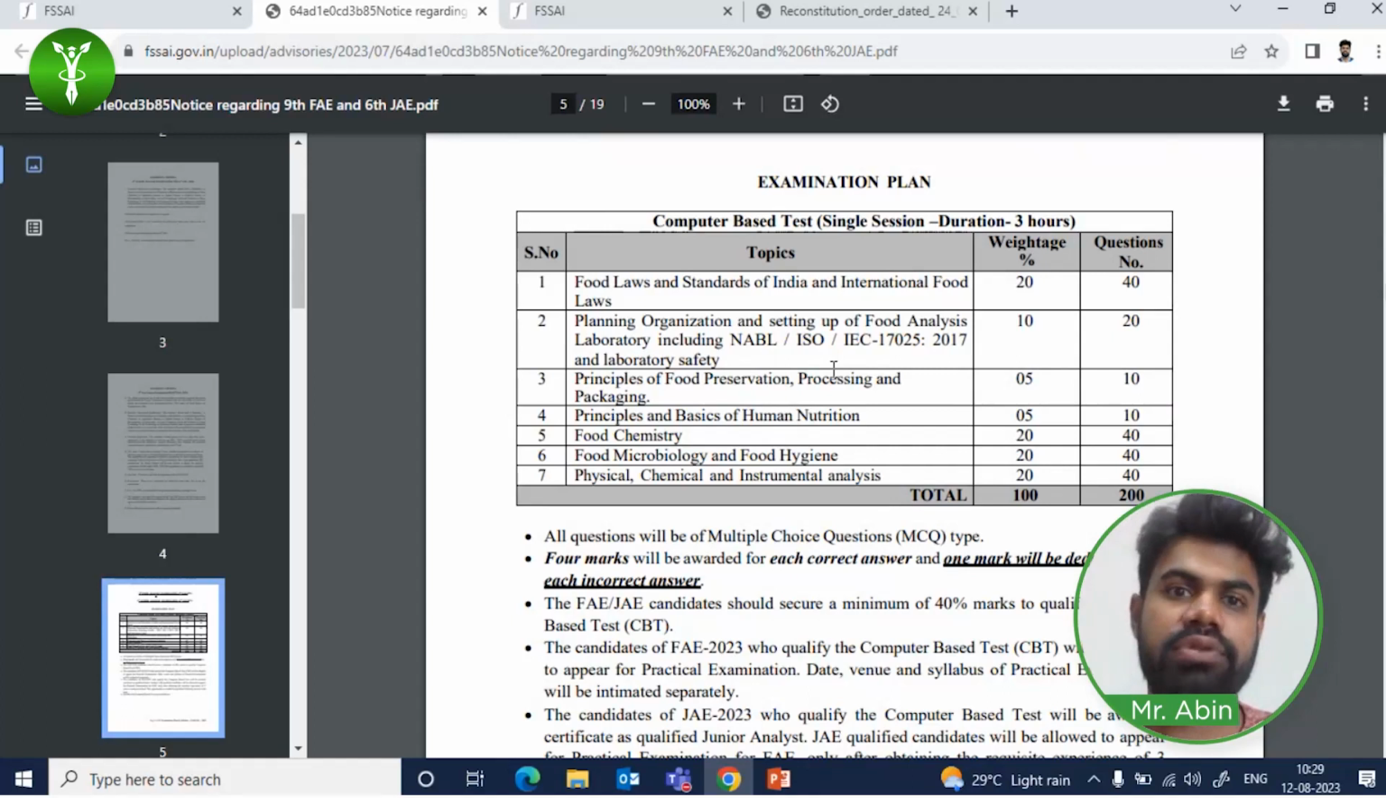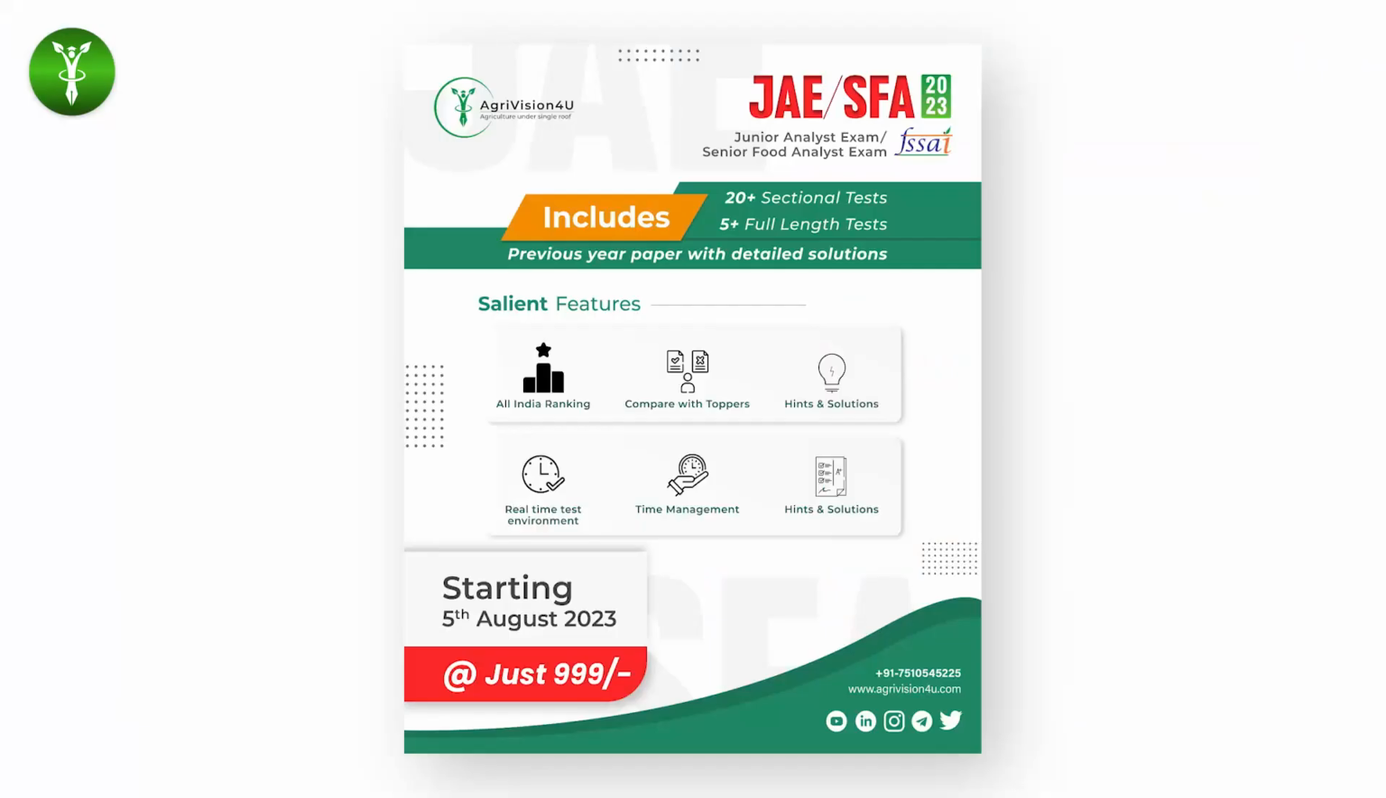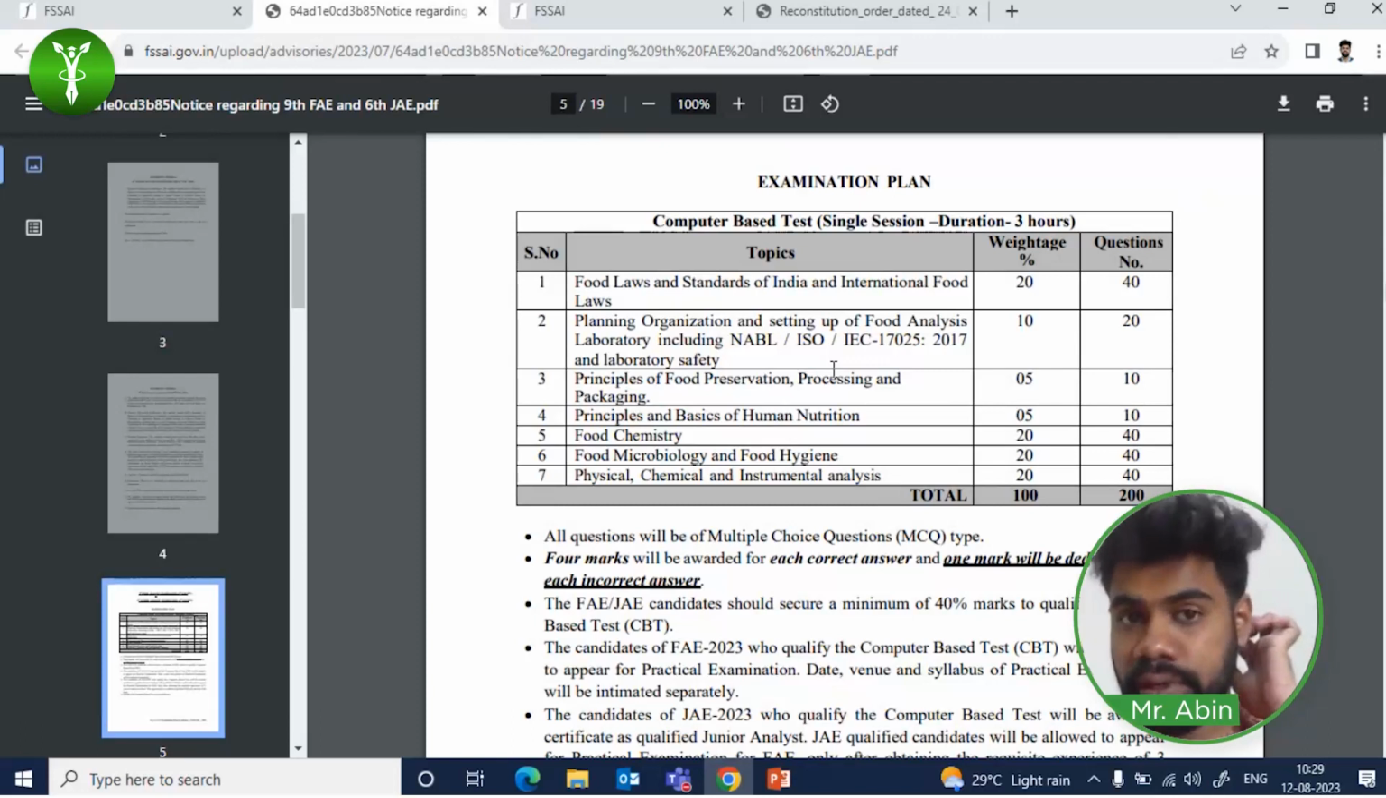I am Ebin Matthews. I am a master's graduate in food safety and quality assurance from NIFTAM Thanjavur, and I secured an All India Rank of 20 in JFA 2021. So before any further delay, let's get started.